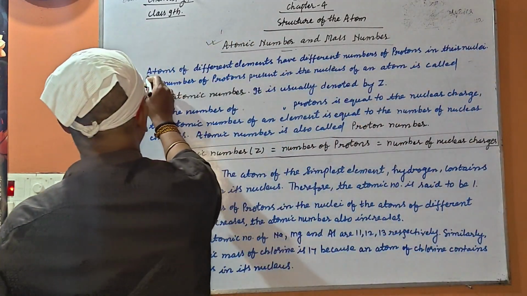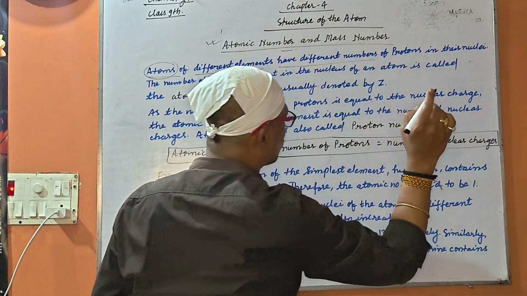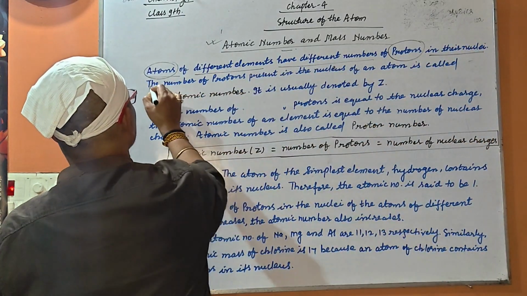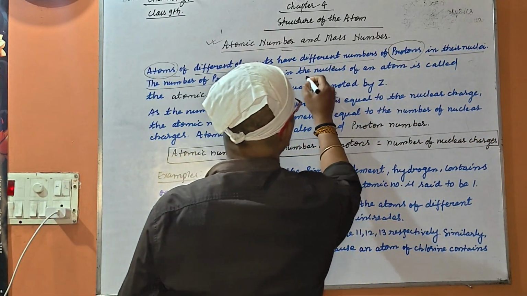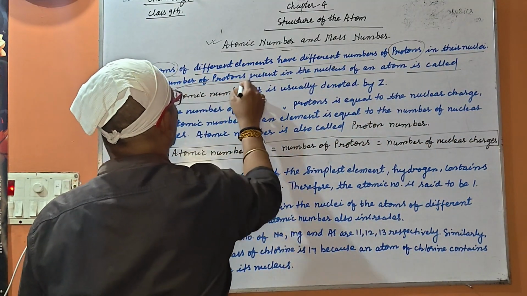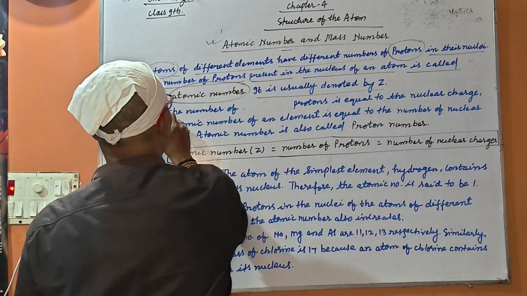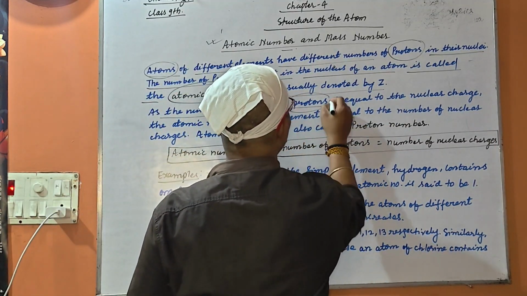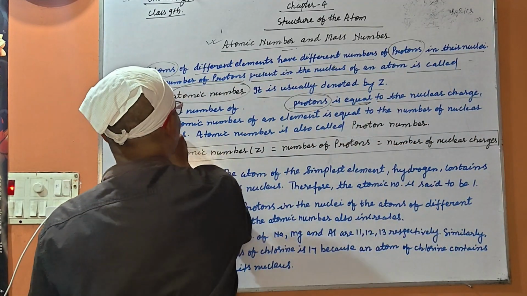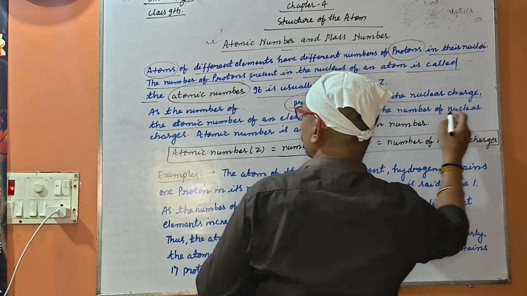Atoms of different elements have different numbers of protons in their nuclei. The number of protons present in the nucleus of an atom is called its atomic number. It is usually denoted by Z. As the number of protons is equal to the nuclear charge, the atomic number of an element is equal to the number of nuclear charge.